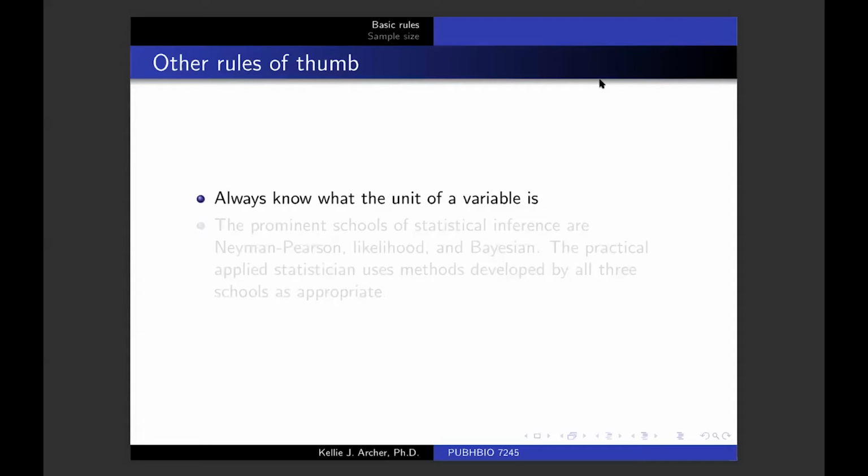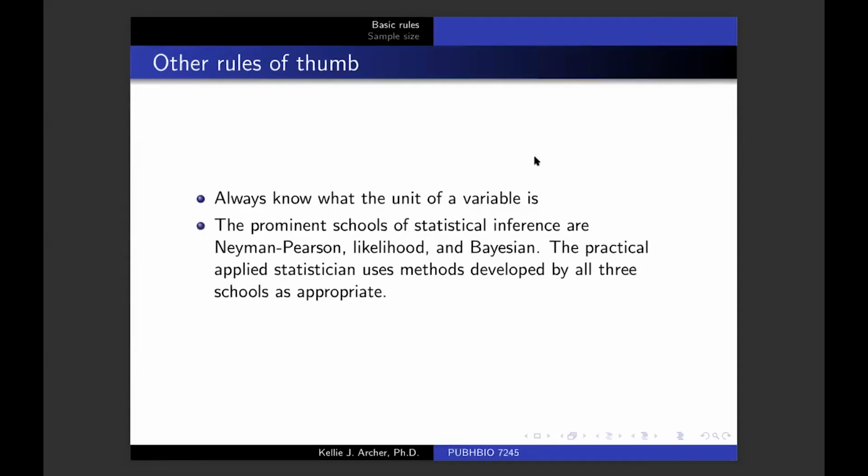Another rule of thumb is to always know what unit a variable is stored in. Remember, gallons are different from liters, metric is different from non-metric scales, and Celsius is different from Fahrenheit. Do not let the scale of measurement rigidly determine the method of analysis. The scale of measurement can be binary, ordinal, count, or continuous, but that is less important than the distribution of the values on the scale.